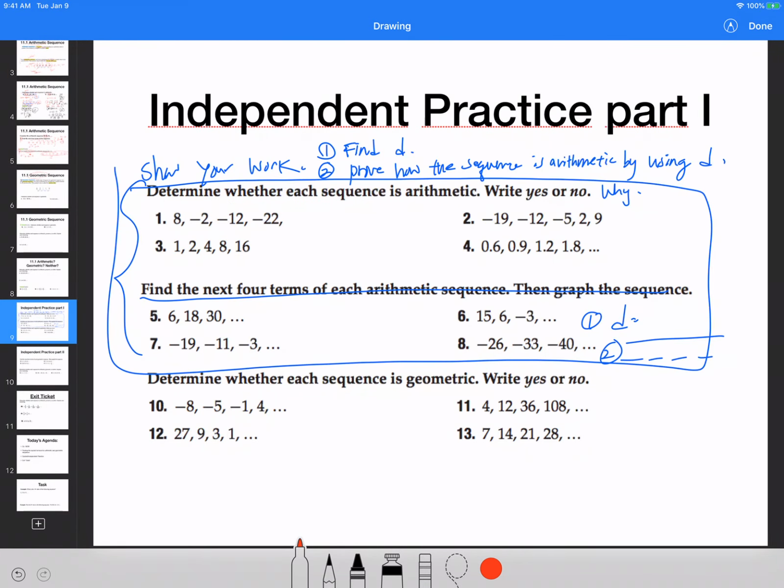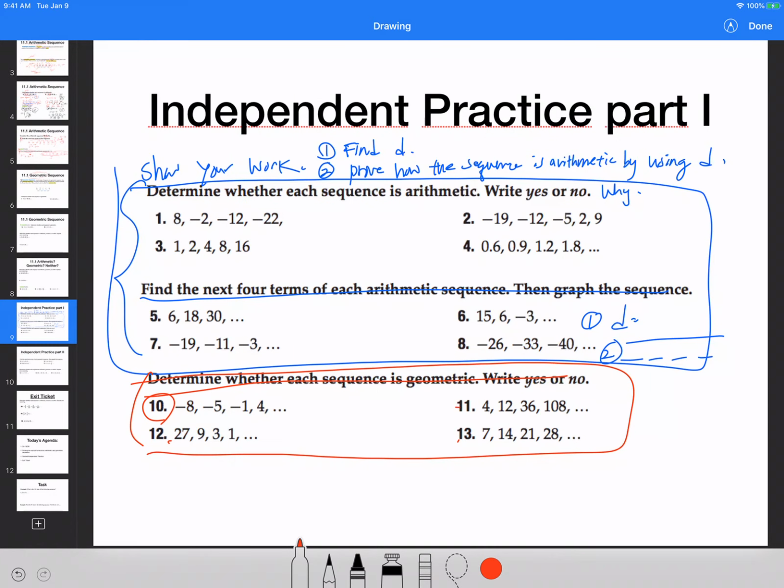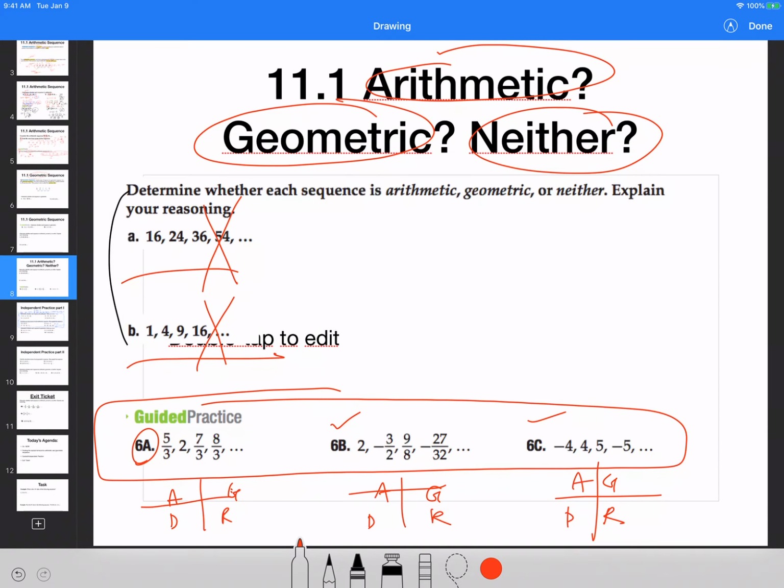Next, because we talked about whether a sequence is geometric or not, I would like you to find out whether these are going to be geometric sequences or not. I'm going to help you with just number 10 here, and I'm also going to help you with 6A. So you will be doing 6B, 6C, and these three problems, 11, 12, 13, five questions for today. Now for 6A, I have 5 over 3, 2, 7 over 3, and 8 over 3.